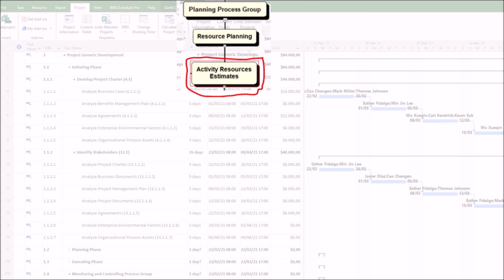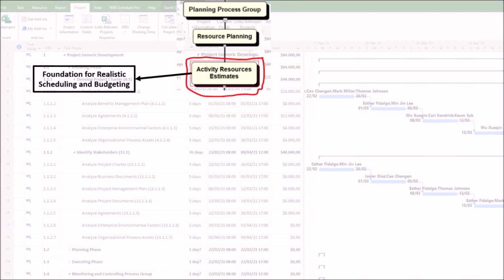Here is a detailed breakdown of its importance. 1. Foundation for realistic scheduling and budgeting. This is its most direct impact. The type, quantity, and availability of resources determine, first, regarding activity durations. A senior developer might complete a task in 2 days, while a junior might need 5. You can't know the duration until you know the resource. Second, regarding project costs, labor rates, equipment rental, and material costs are direct inputs to your cost baseline. A plan that doesn't accurately account for these is doomed to exceed its budget.